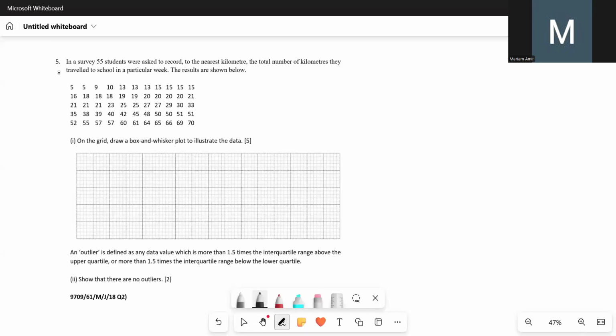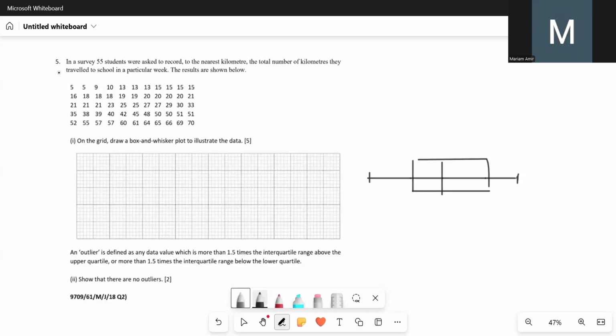In a survey, 55 students were asked to record to the nearest kilometer the total number of kilometers they traveled to school in a particular week. The results are shown below. On the grid, draw a box and whisker plot to illustrate the data. Again, for a box and whisker plot, we need the lowest data value, then the lower quartile, then the median, then the upper quartile, and then the highest data value. And we plot them all according to the scale on the given grid.